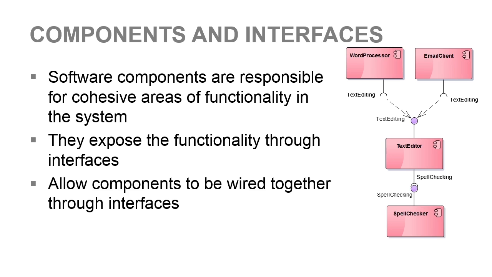This approach allows components to be wired together through their interfaces, where the required interface of one component is matched to the provided interface of another component. And these are either shown with dependencies, as at the top of this diagram, or by linking the interfaces together, as between the lower two components in the diagram. The diagram shows a word processor and an email client as components, both dependent on a text editor component through an interface. The text editor, in turn, is dependent on a spell checker through a spell checking interface.